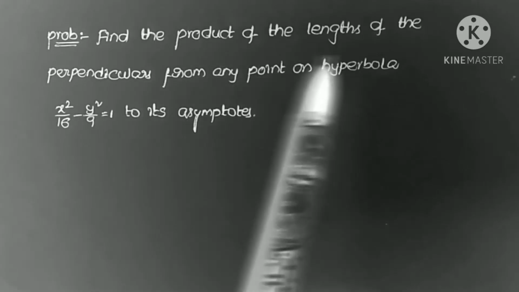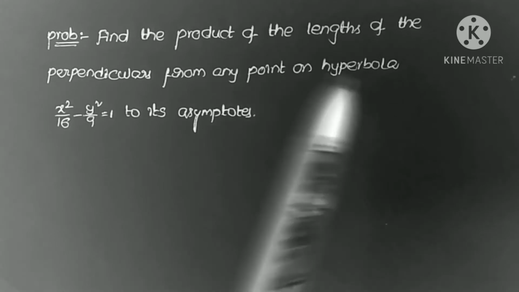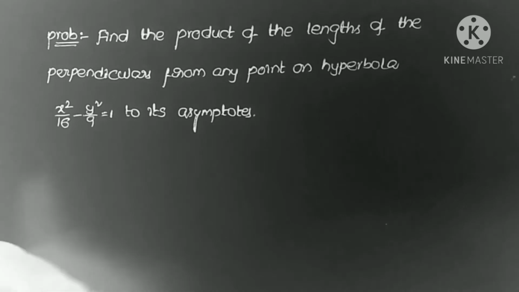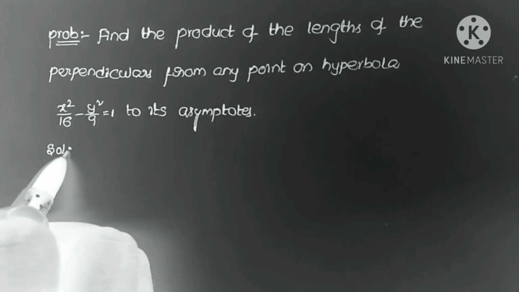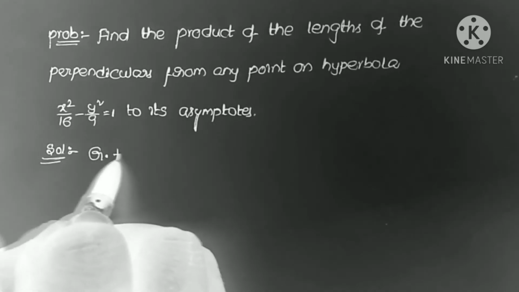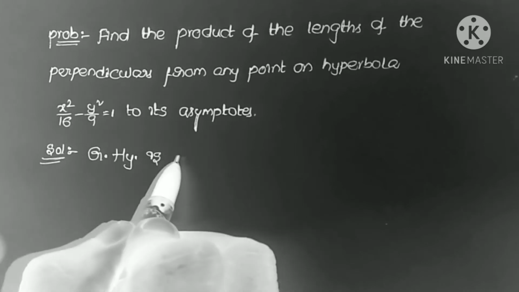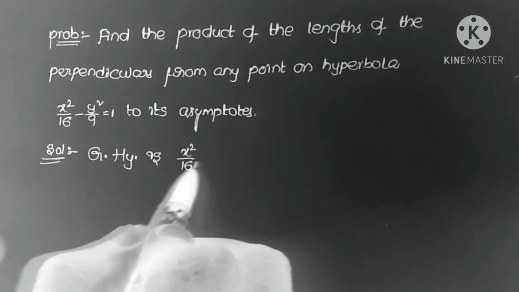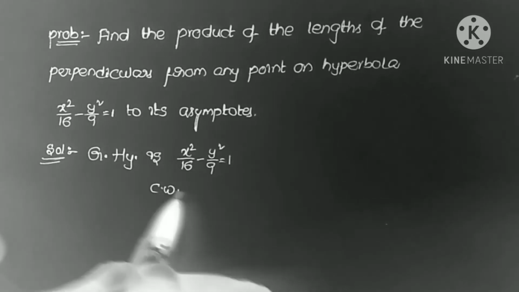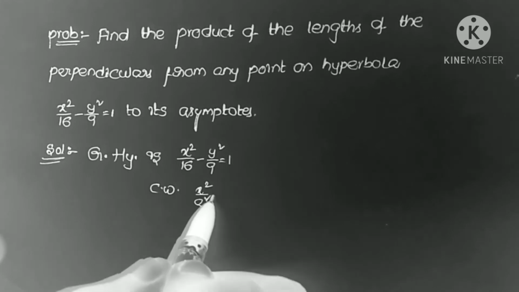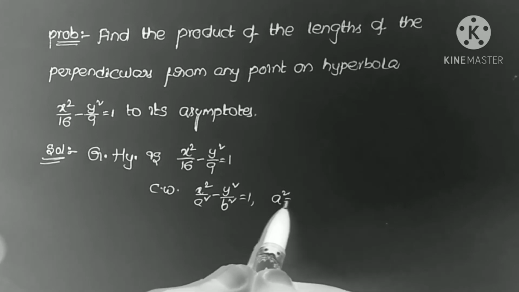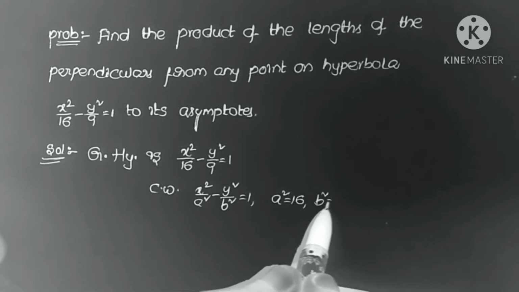Next problem: find the product of the lengths of the perpendiculars from any point on the hyperbola x square by 16 minus y square by 9 is equal to 1 to its asymptotes. So first, here one hyperbola is given. So first we are writing the hyperbola. Given equation of hyperbola is x square by 16 minus y square by 9 is equal to 1. When we compare this equation with x square by a square minus y square by b square is equal to 1, then the value of a square is equal to 16 and the value of b square is equal to 9.